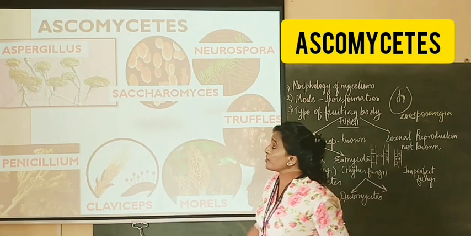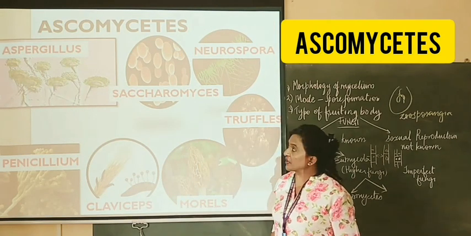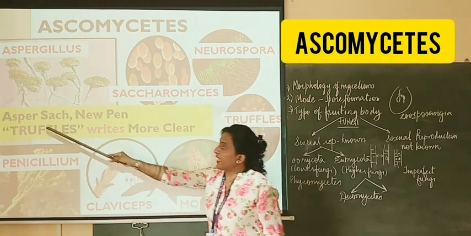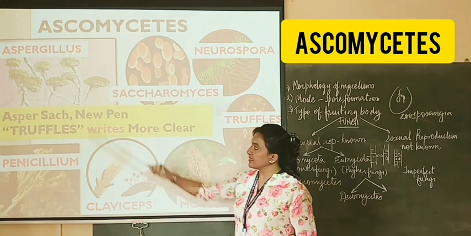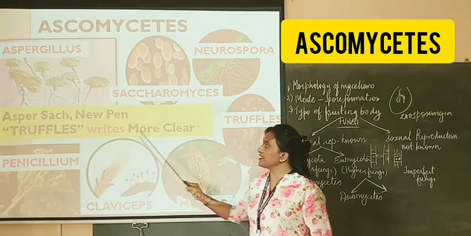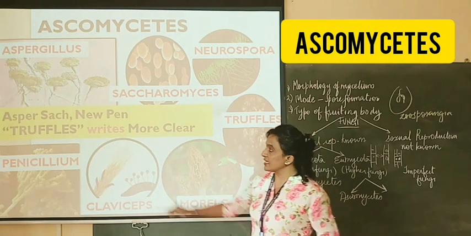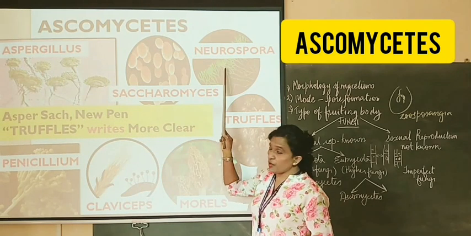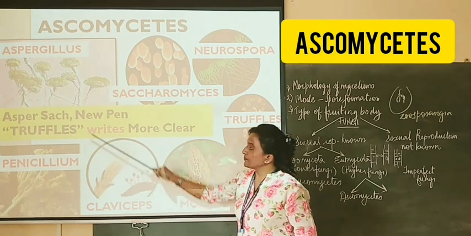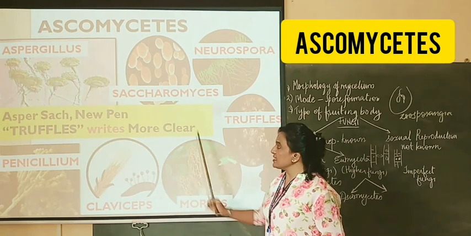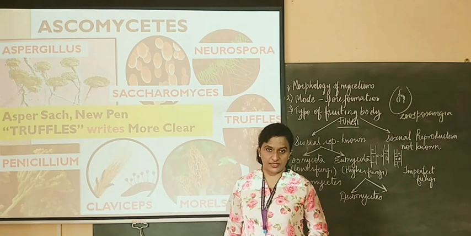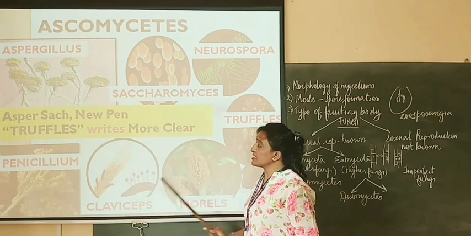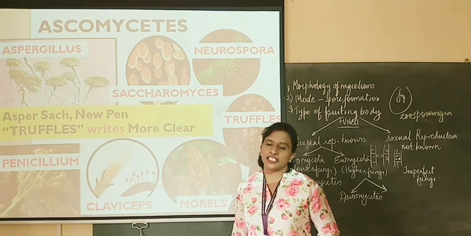But how to remember all these names? We can make a sentence: As per set, new pen truffles writes more clear. That means Aspergillus, Saccharomyces, Neurospora, Penicillium, truffles, morels, and clear is Claviceps. This way we can remember these names, as all these names are mentioned in the textbook.